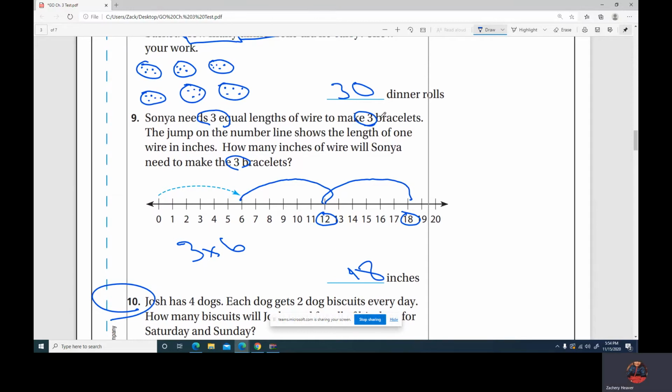This 3 kind of really didn't matter. This length did. Okay? Those are each bracelets. So 3 and 3. Bam, bam.